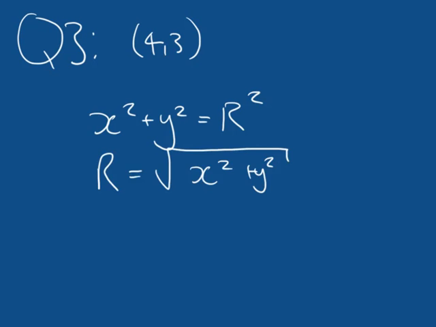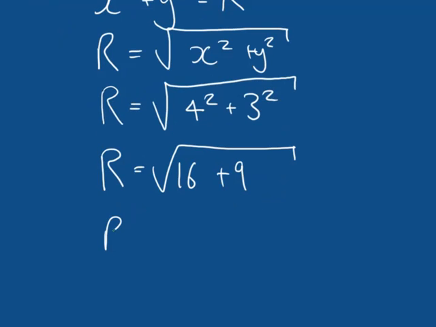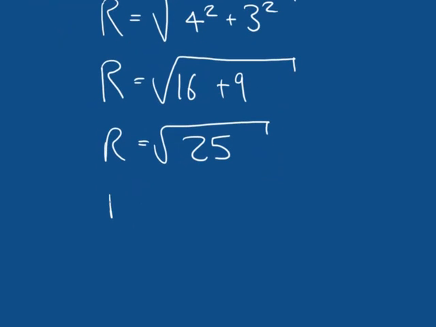So that means that r is going to be equal to the square root of x squared plus y squared. So we can then put our coordinates into this equation. So our radius is equal to the square root of, well, x squared is going to be 4 squared plus y squared is going to be 3 squared. That means our radius is equal to the square root of 16 plus 9. Radius is equal to the square root of 25. And because radius is a distance, it's going to be positive, so radius is equal to 5.